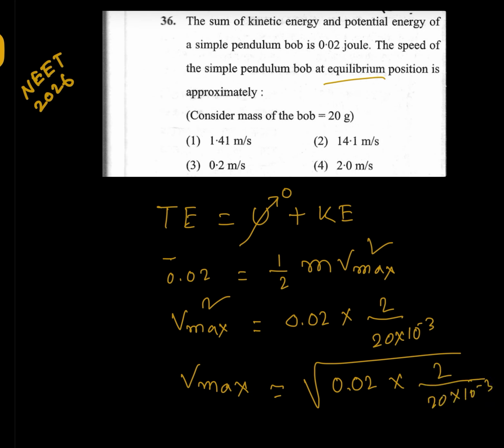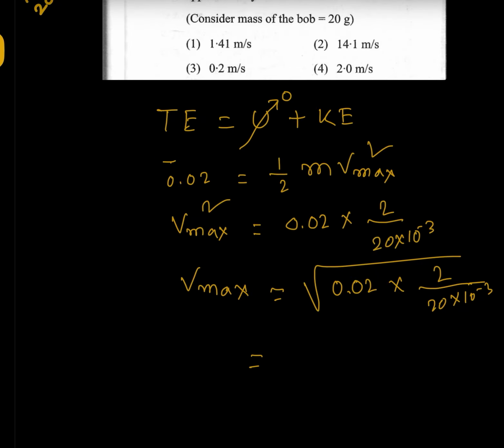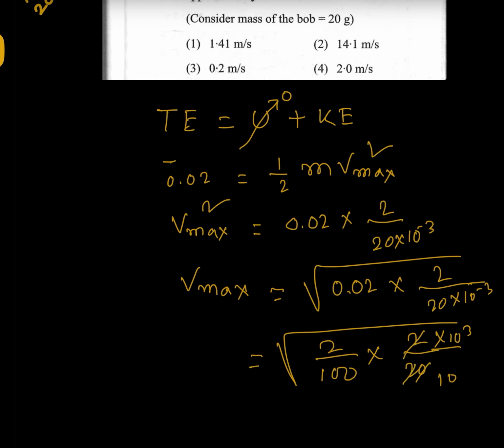See, now what we can do, if we just take this as 2 by 100 into 2 by 20, and this 10 to the power minus 3 will go to the numerator and become 10 to the power 3, right? And if we just divide it, it will be 10, right? So all of this will be cancelled, and it will be root 2, and the answer will be 1.41 meter per second. So the first answer is correct.